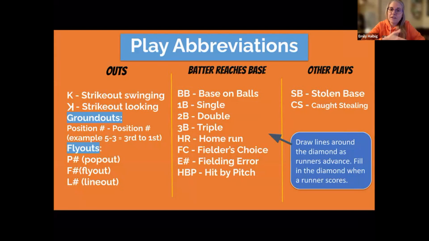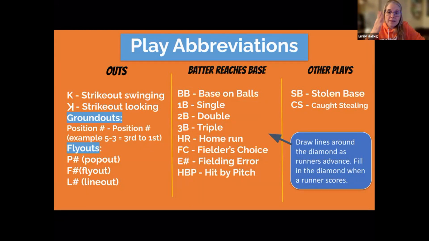So if it's thrown from third base to first base, it would look like 5-3. And then for flyouts, what I do is I write P if it's a pop-up, and then the number of the person who caught it. So it's like an infield pop-up. F would be a fly out to outfield and the number of the player who caught it, and then an L would be a line out. You can just use F, like you don't have to differentiate and be as specific as I am. You can just do F and the number.